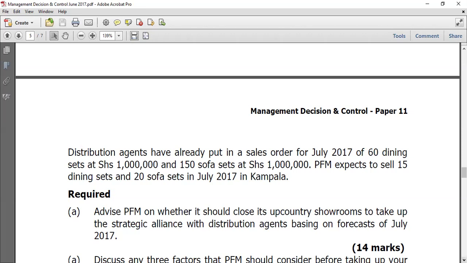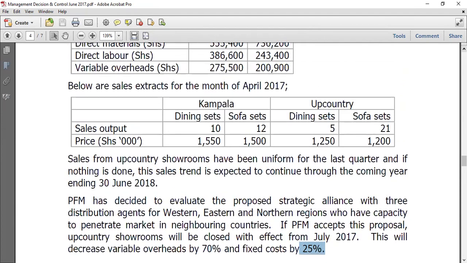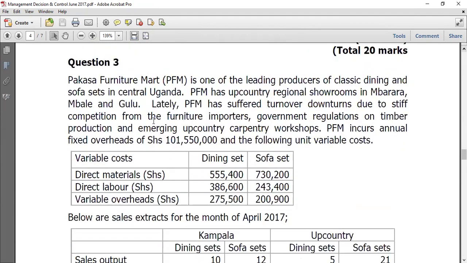Now, one of the other things you should also know when it comes to closing either a branch or whatever it is, you're not just closing off the operations, but this may have an effect on your fixed and variable costs, like they have told us here. Now, ours is we can determine the profit statement before the change. Just the current profit statement.